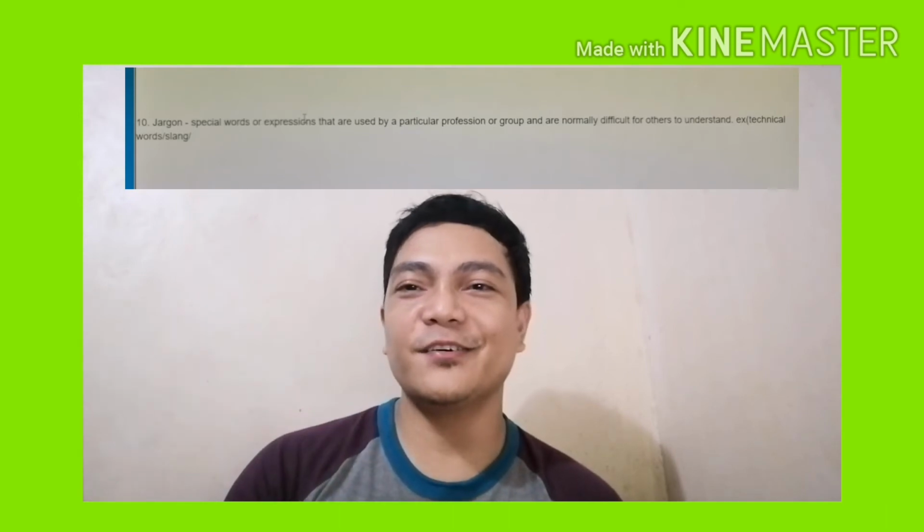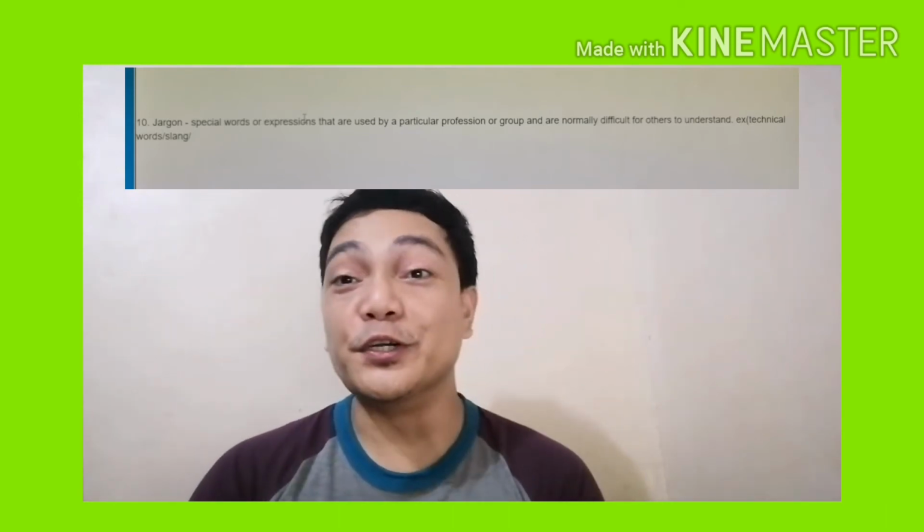And next would be yung jargon. So when we say jargon, ito yung mga special words or mga terminologies na ginagamit ng group of specific people who work in a particular profession like mga doctors. Of course, they have words that are hard to pronounce, we find it really hard to grasp, especially kung hindi tayo kasama sa grupo na yun.